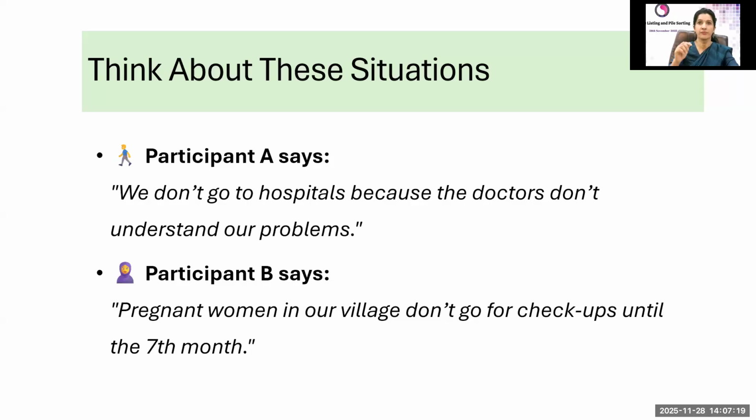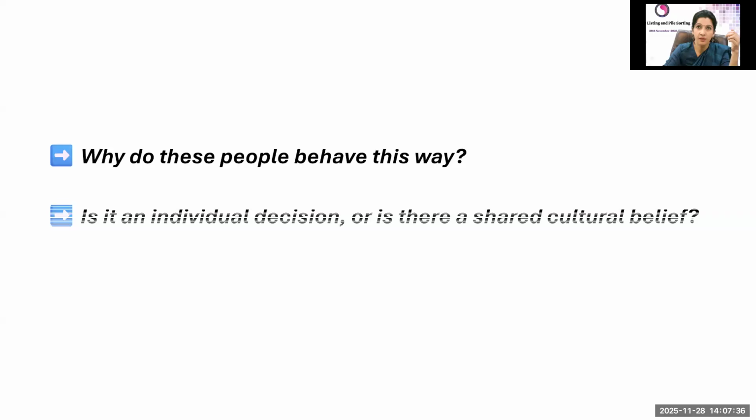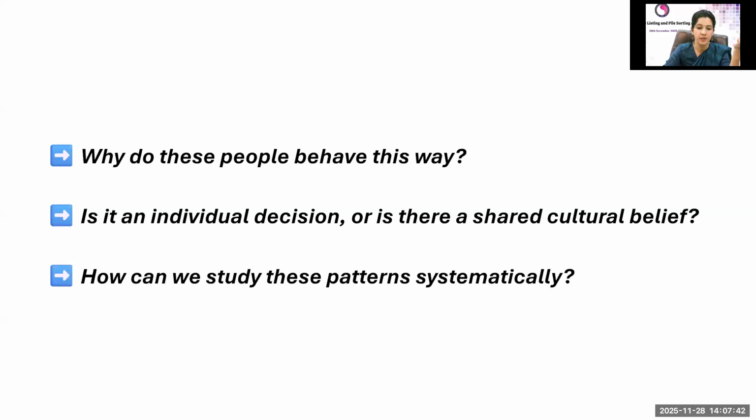Similarly, participant B says that pregnant women in our village. So now there's a difference. The statement of participant B is regarding all the pregnant women. He's saying that they don't go for the checkup until 7 months, because it is considered that they should go for checkup after 7 months. So why do people behave this way? Is it an individual decision or a shared cultural belief? And how can we study these patterns systematically?